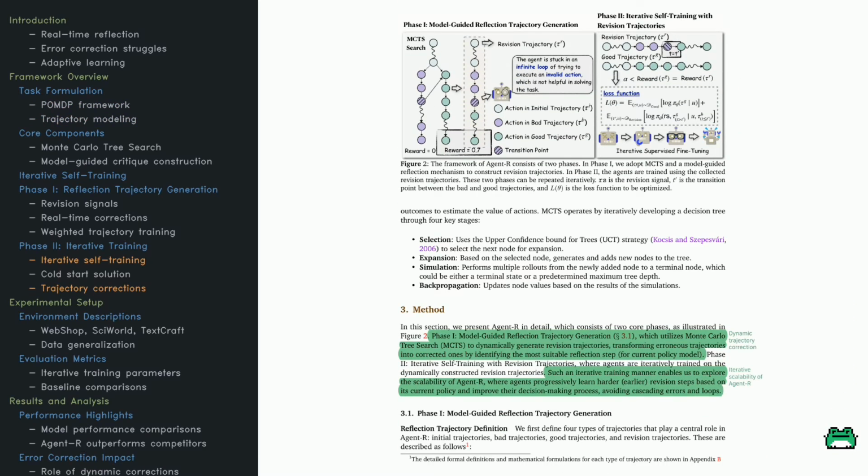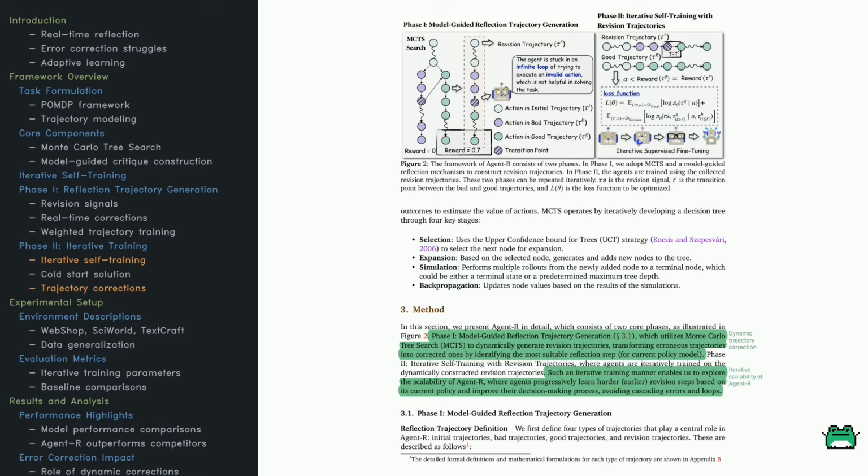So how does Agent-R actually work in practice? There are two main phases. First, it uses MCTS to generate what are called revision trajectories. These are basically corrections for bad decisions the agent makes during a task. Let's say an agent is stuck in a loop, repeating the same wrong action over and over. MCTS steps in, figures out where things went off the rails, and then splices in good actions at those critical points. This way, the agent learns to recover without repeating past mistakes.